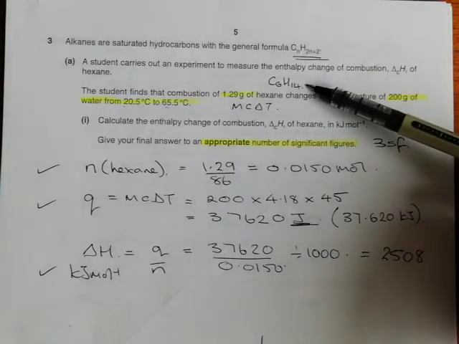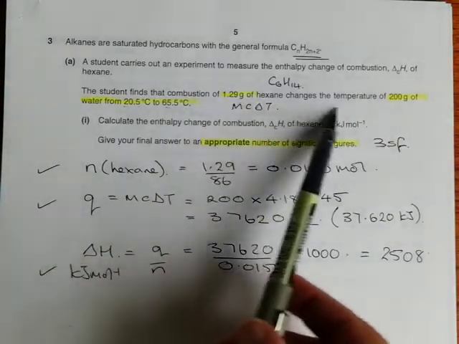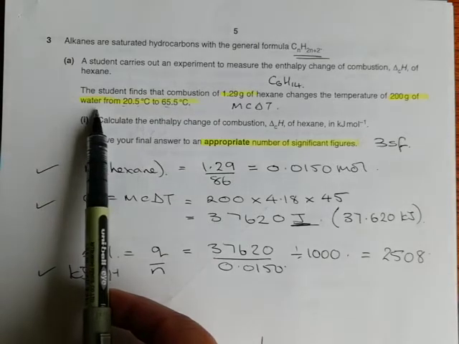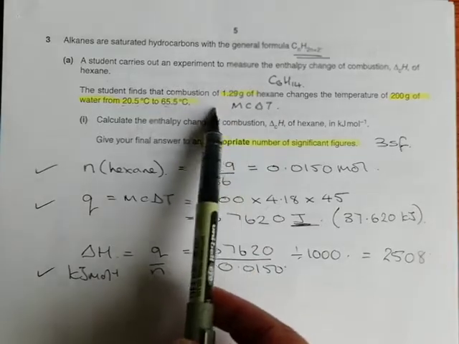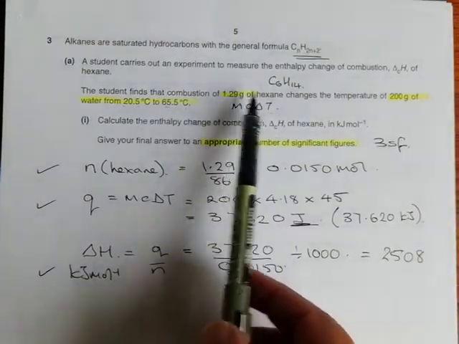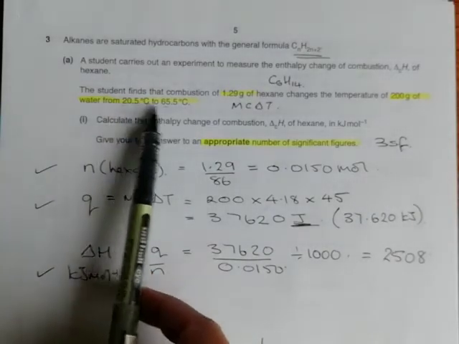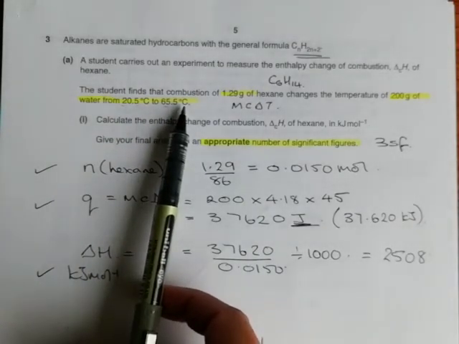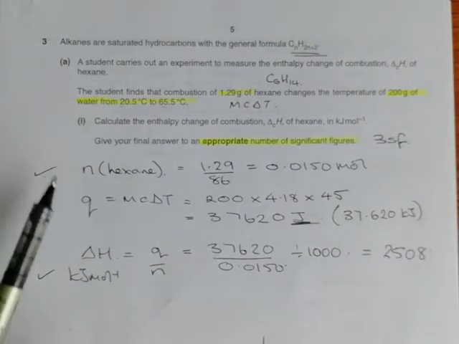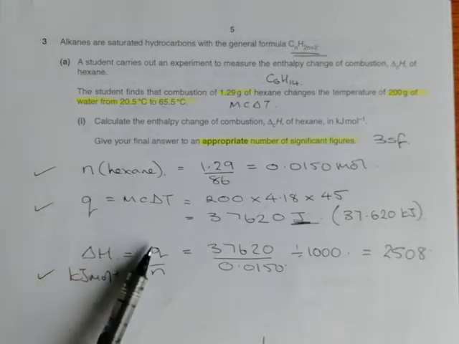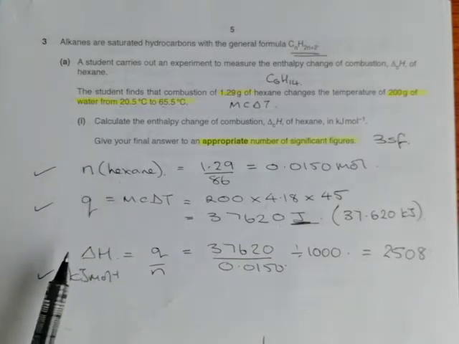Here's hexane's formula. The student finds that the combustion of that much hexane changes the temperature of 200 grams of water from that to that. Straight away, we've got temperature changes, we've got amounts. We are on an mc delta T calculation here. That temperature change is your big giveaway that that is the type of question you are going to be doing, and then you are going to be working out moles, Q, and doing delta H is Q over n. So you're going to need to work through that now in that order to do this.